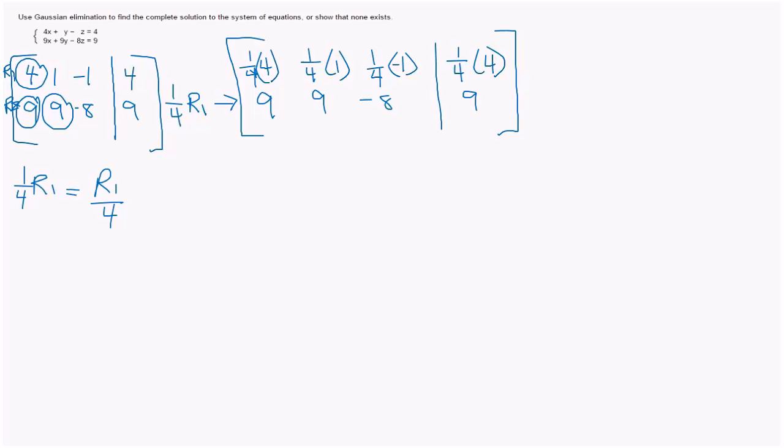So that looks okay, and now I find that it uses so much paper when you're doing these out, but that's okay. So I'm going to now solve that first row. 1/4 times 4 is going to give me 4/4, which is a positive 1. And then 1/4 times 1 is going to be 1/4. And 1/4 times -1 is going to give me -1/4. And then 1/4 times 4 is going to give me a 1. And then my second row stays the same.